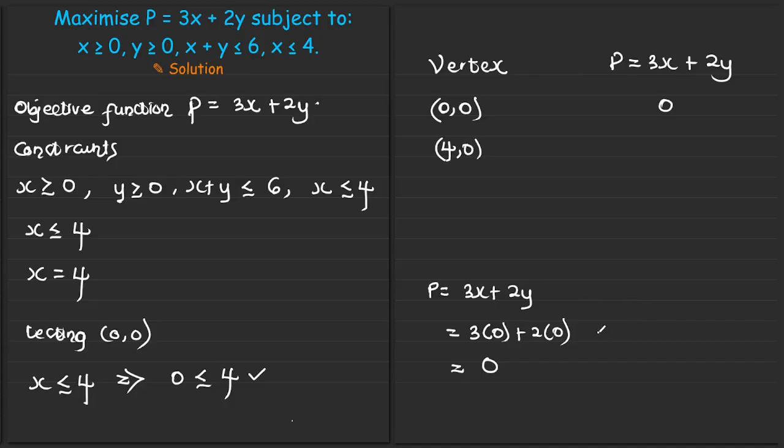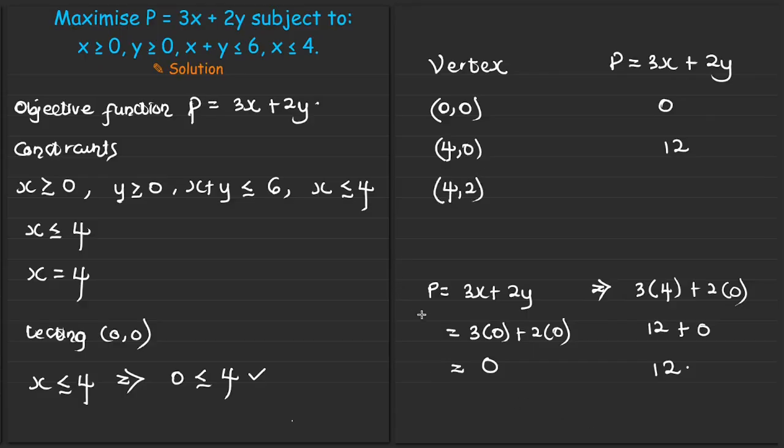So doing the same substitution for 4, 0, it simply means that x is 4 and then y is what? 0. So we have 3 into bracket 4, then plus 2 into bracket 0. 3 times 4 gives us a 12, so we have 12 plus 0, and 12 plus 0 gives us a 12. So at 4, 0, the value of our objective function is what? A 12. Then we come to the next vertex, which was 4, 2.